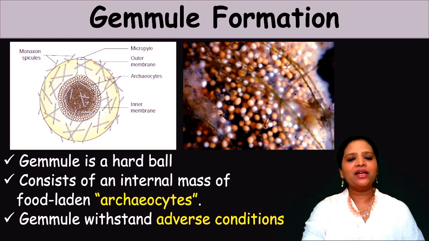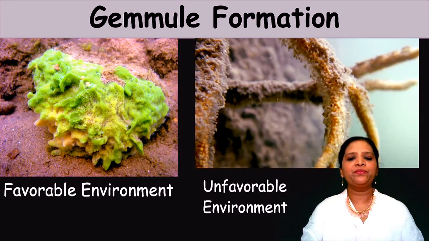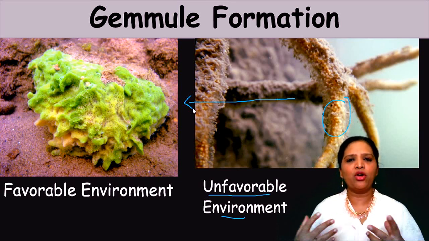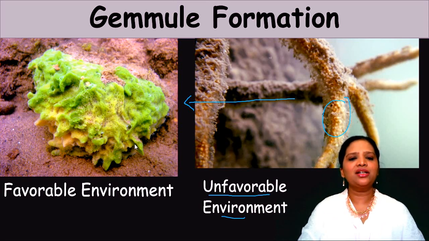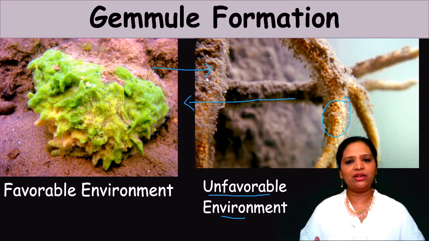So what will happen when the conditions become normal? Look here, during an unfavorable environment, they produce these gemmules. Again, when the environment turns favorable, when it rains and the pond is full, it changes its structure into a vegetative cell. So these two are interchangeable morphological structures during favorable and unfavorable environments. This method of asexual reproduction in sponges is called gemmule formation.